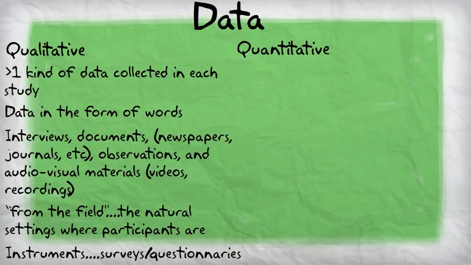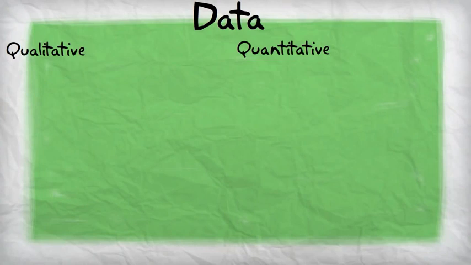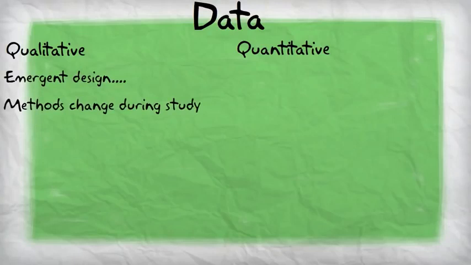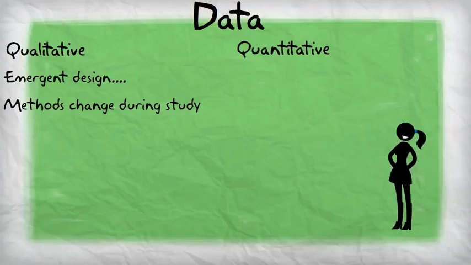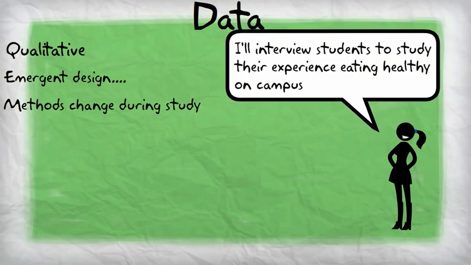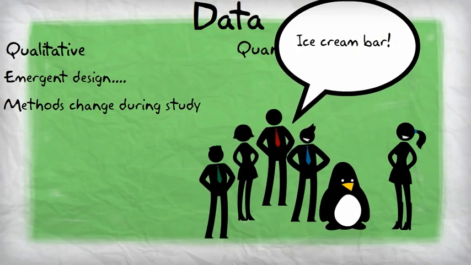It's also important to note that a hallmark of qualitative research is its emergent design. This means that the way in which the study is conducted can change during the study. During qualitative research, it may become apparent that other forms of data from other groups of people should be included into the study. For instance, let's say that a researcher is studying college students' experience trying to eat healthy on campus. Originally, the researcher has planned to just interview a bunch of students, but let's say that during the interviews, the students keep talking about the ice cream area of the cafeteria and student union.